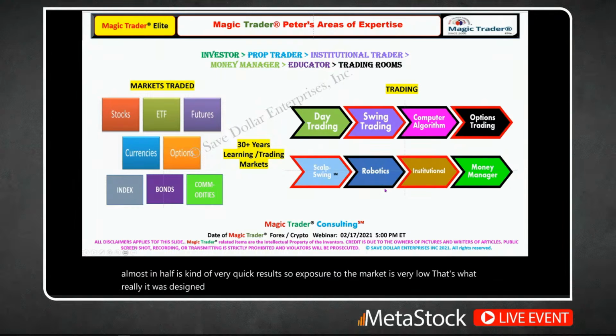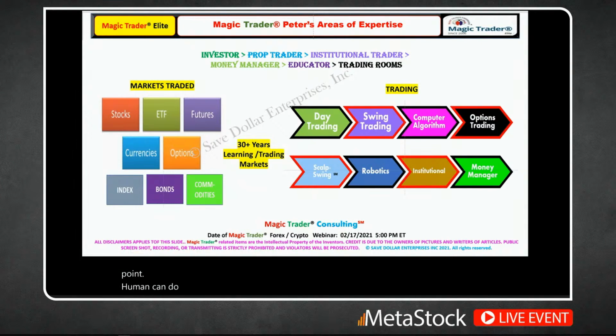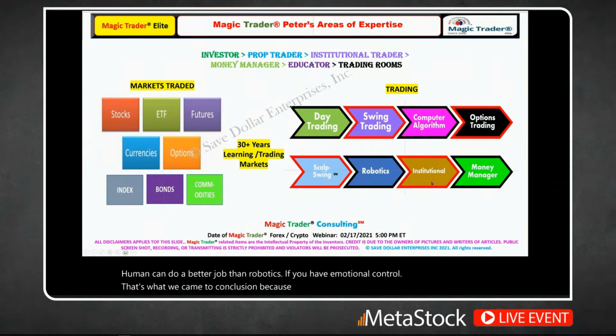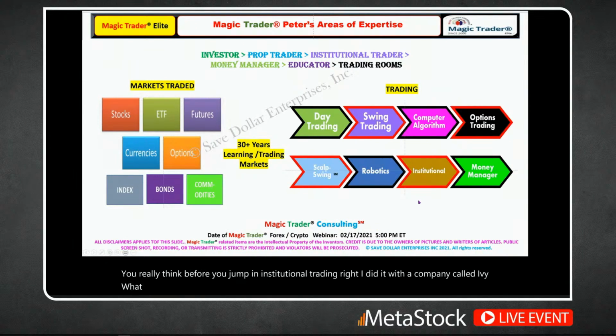I spent many years in robotics and came to a point where a human can do a better job than robotics if you have emotional control. That's what we came to a conclusion, because robots will fail. You really think before you jump in. Institutional trading, all right, I did it with a company called A.V. Watley, then on-site trading, things like that. And I did money management also.